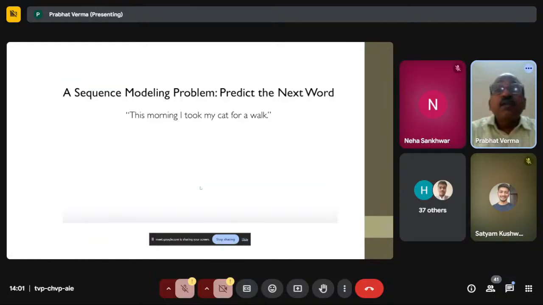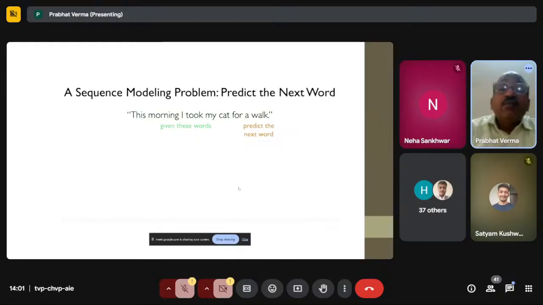For example, let us talk about a sequence modeling problem of predicting the next word. Suppose you have a sentence that is incompletely given: this morning I took my cat for. Only this much is given, and you have to predict what would be the next word, right? Here the next word is walk.